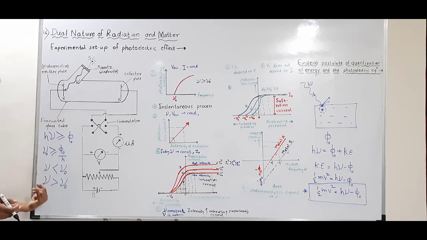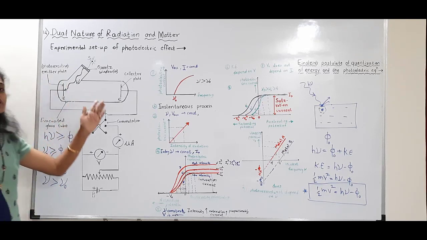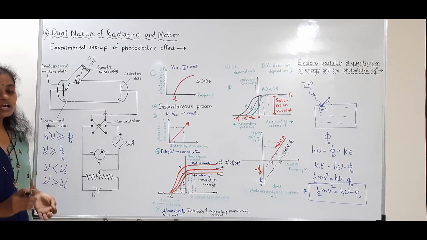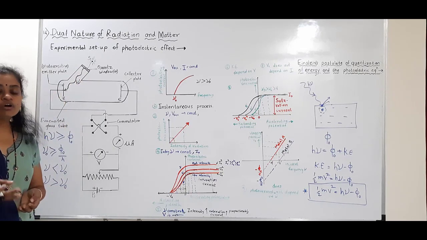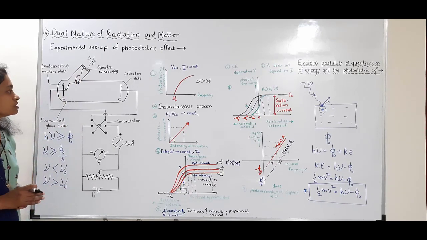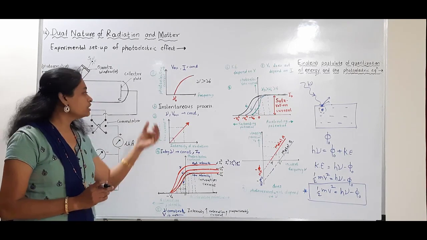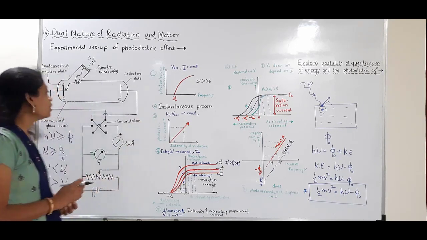But when the incident frequency is greater than the threshold frequency, emission of electrons takes place even if the intensity of the incident radiation is very dim or low. Now see the second observation. In that second observation, what happened?